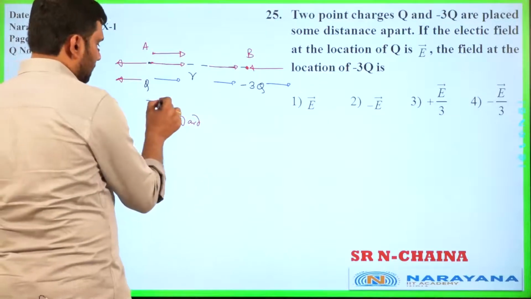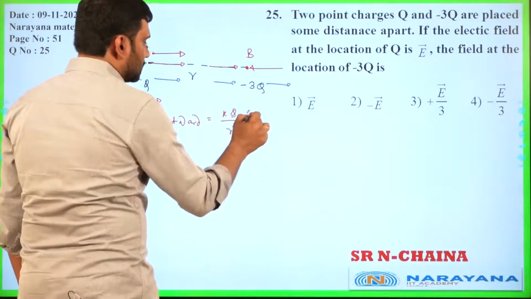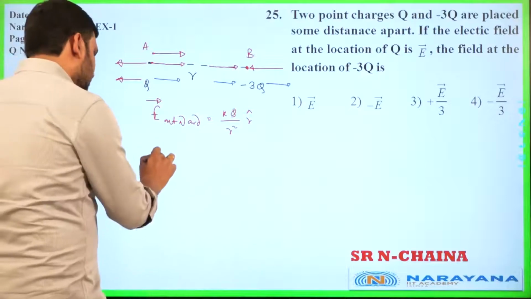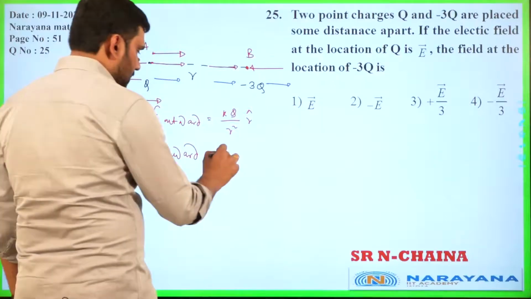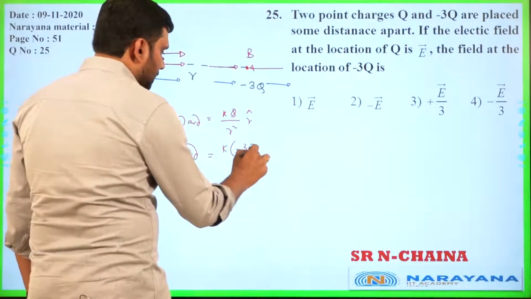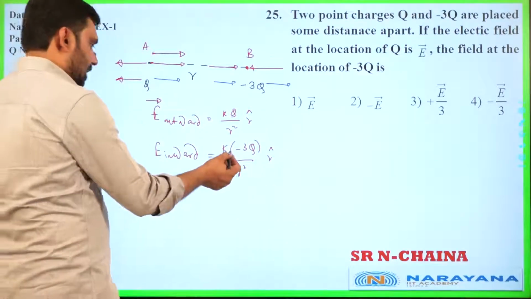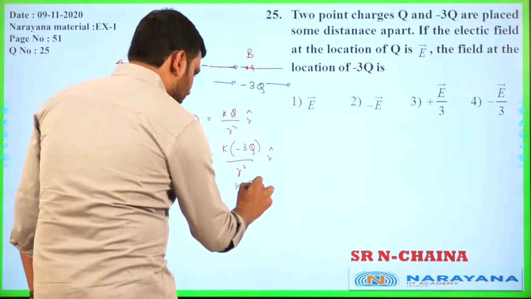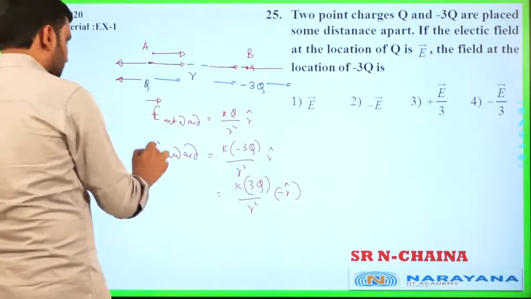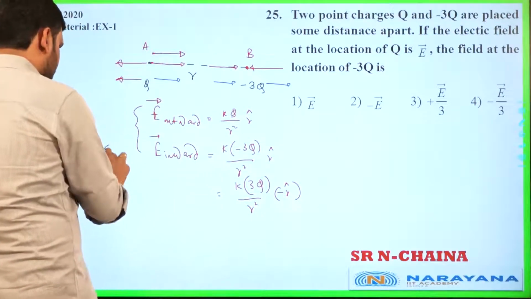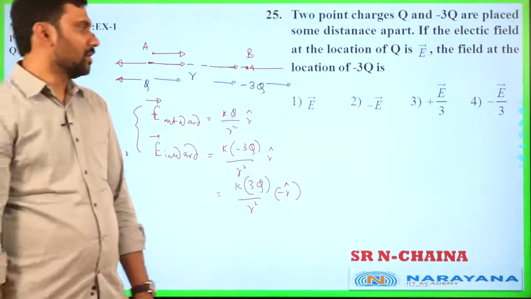E outward vector is equal to KQ by R square R cap, E inward is equal to K into minus 3q by r square r cap. Okay, so that's it. I mean, this minus sign will be absorbed here: K into 3q by r square into minus r cap. Take the ratio. You are going to get the answer. Right? Simple. Do not complicate it.